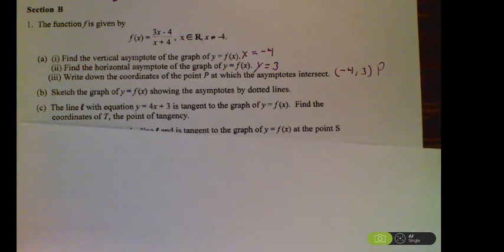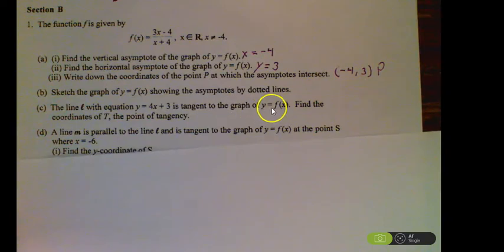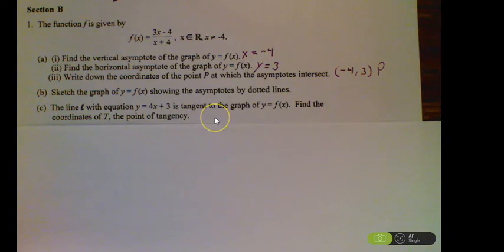Part C, they're giving us an equation y equals 4x plus 3 that's tangent to the graph, which just means it hits this graph at a point. So find the coordinates of T, which is this point of tangency. So we have this, they're calling line L, and the point where it hits our graph, this one, they're calling point T. So just looking for that one. Again, we can do this by hand or by calculator. A point of tangency we can find just by setting this function equal to this function and solving for x. So that's an option. We can do that, and you can do that by hand.